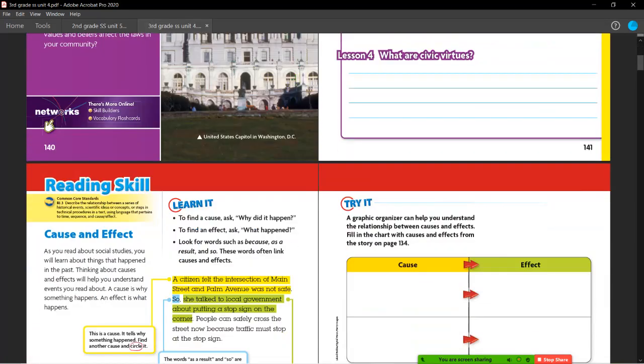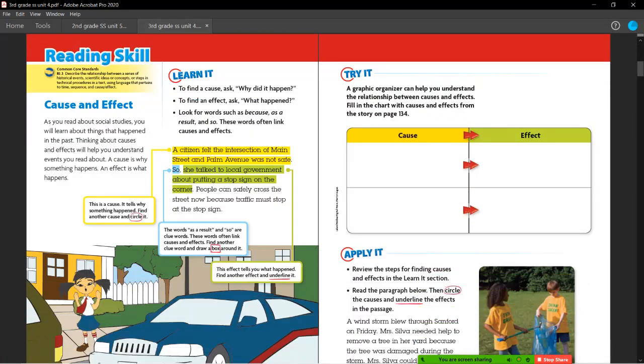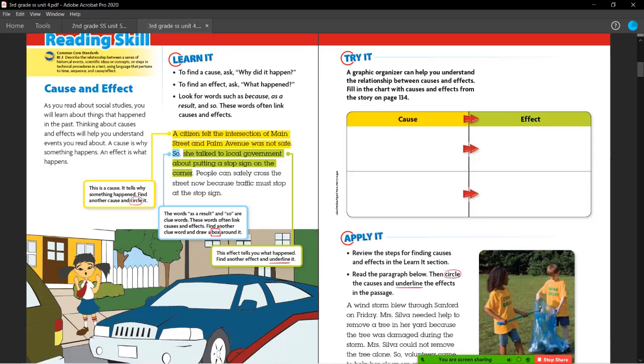All right, let's go down and take a look at our reading skills. Now we're going to be focusing here on cause and effect. As you read about social studies, you will learn that things happened in the past. Thinking about causes and effects will help you understand events you read about. A cause is why something happens, and an effect is what happens.